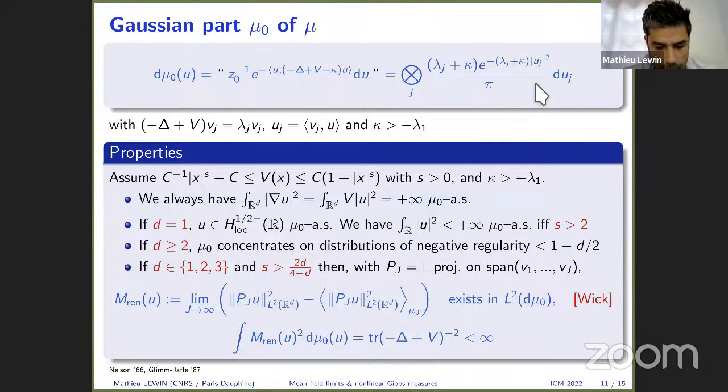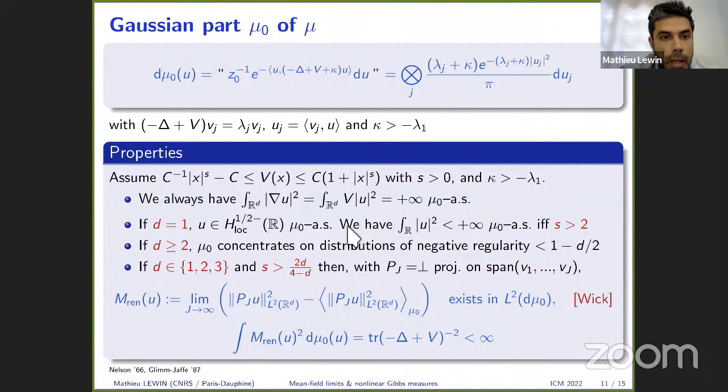What do we know about these measures? Well, we know several things. In order to be a little bit more precise, I will assume that V grows exactly like x to the power s for some positive s. So we know that the kinetic energy is always infinite mu zero almost surely. We know that the potential energy is always infinite mu zero almost surely, as I told you. That's because we are in infinite dimension.